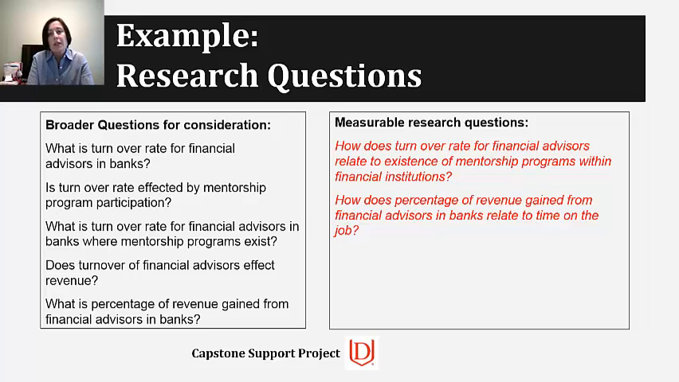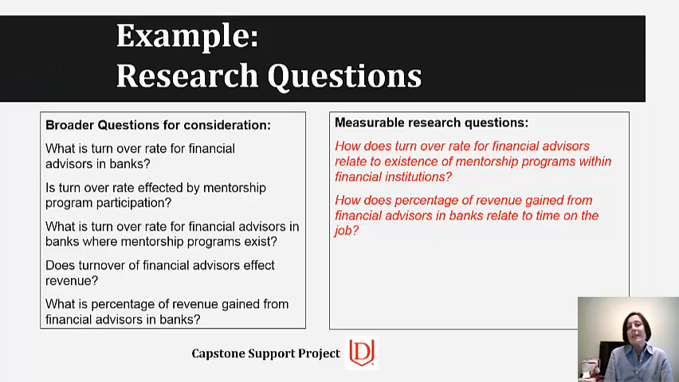Those are all relatively general, and as you go through, you need to solidify those and bring them down to something, again, that is measurable. So, how does the turnover rate for financial advisors relate to the existence of mentorship programs with financial institutions? You see, we've sort of combined the broader questions on the other side that were more general and turned them into something more specific to our thesis. And how does the percentage of revenue gained from financial advisors and banks relate to time on the job?